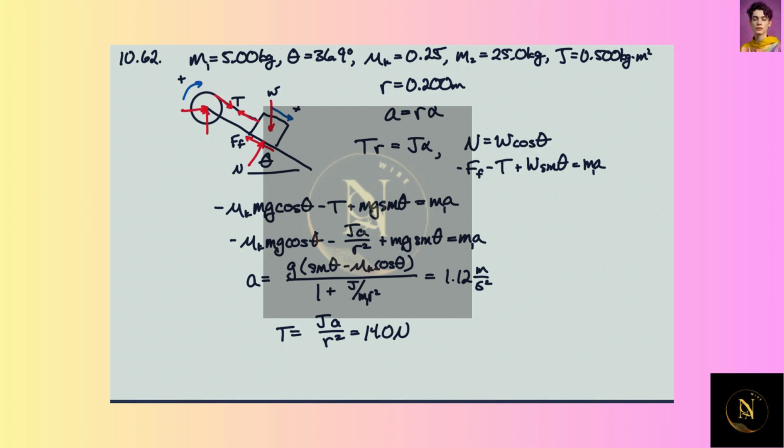So let's see here. The block here weighs 5 kilograms. There's a coefficient of kinetic friction of 0.25 between the block and this ramp. This pulley here weighs 25 kilograms, and we're also given its mass moment of inertia is 0.500 kilogram meters squared, and its radius is 0.2 meters. Again, we're assuming no slipping, so that the acceleration of this block equals this radius times the angular acceleration of this pulley.